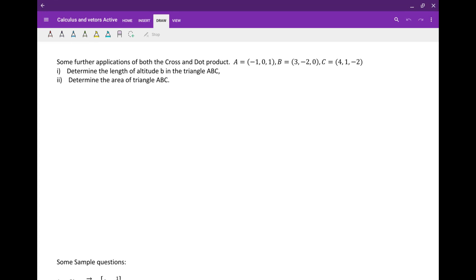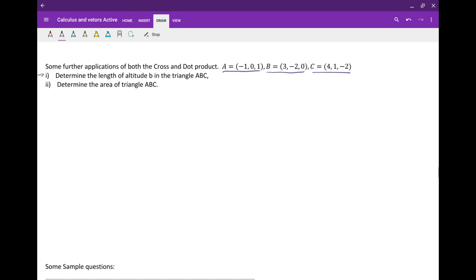All right, so what we're going to do here is take a look at this question. First of all, we've got some three-dimensional points. I'm not going to draw this because it's tough to draw things in 3D. You end up with a lot of lines and things like that. So we're going to try to imagine all of this. We're going to determine the length of the altitude B in the triangle ABC.